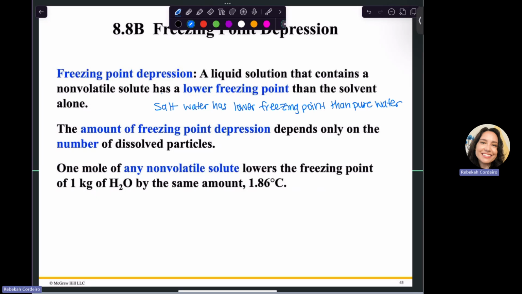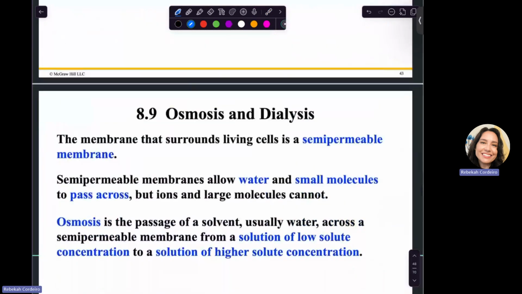So it takes the water more time to freeze, meaning you have to pull more energy from it. It has to be colder outside for the water to freeze. And that's good because we don't want water freezing on the roads, so we can salt the roads. And again, this happens depending on the number of particles. But we can think about it as a number, 1.6 degrees Celsius for 1 mole in 1 kilogram of water. I don't think you have to do any math with those numbers. Maybe in Alex, but definitely not on the test.